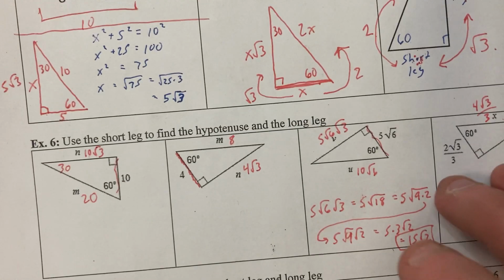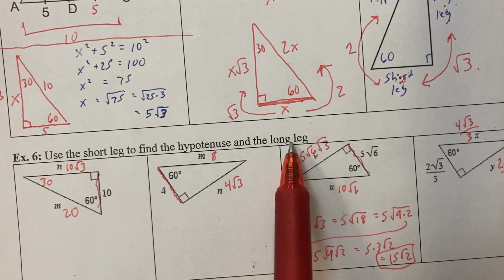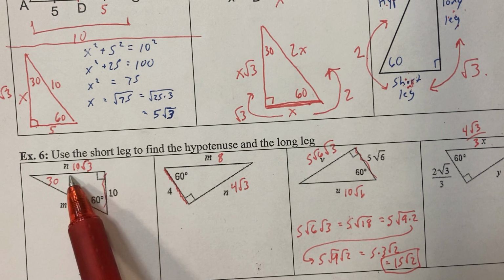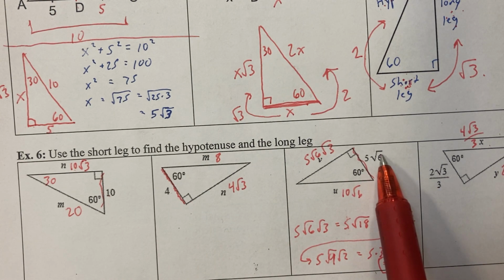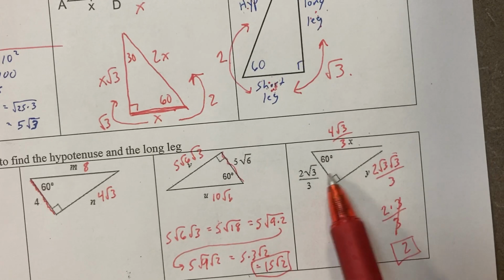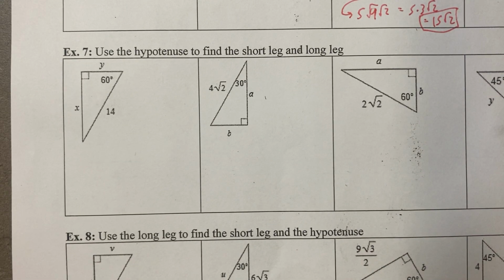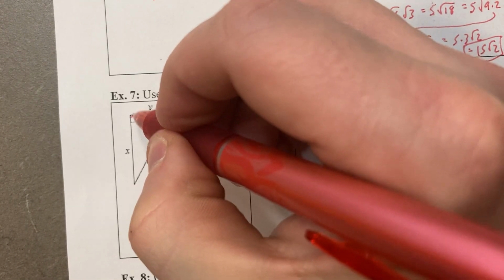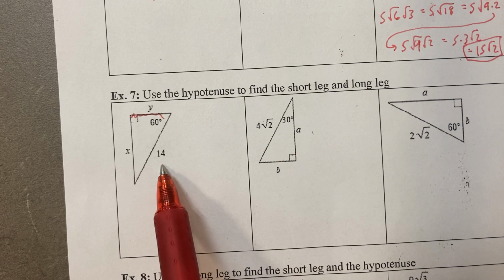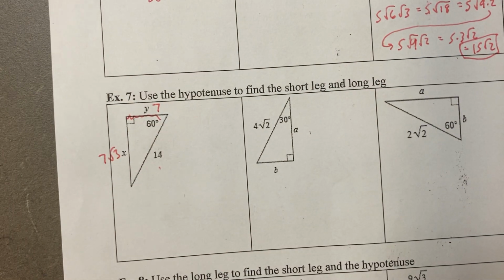Okay, so this whole scenario was use the short leg to find the hypotenuse and long leg. That's probably the easiest scenario. You're just multiplying: multiply by 2, multiply by root 3. Okay, taking it up just a hair is giving you the hypotenuse, but it's pretty straightforward. Go to the short leg first. 14 is double the short leg. So this is just 7, and this is just 7 root 3. That's it.